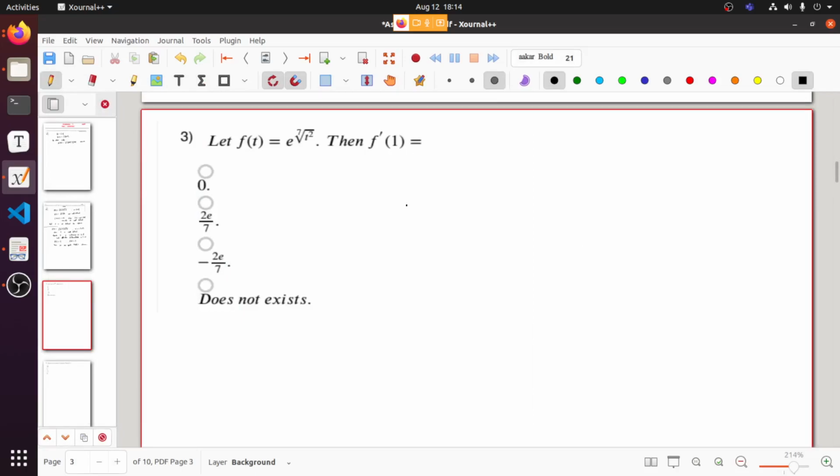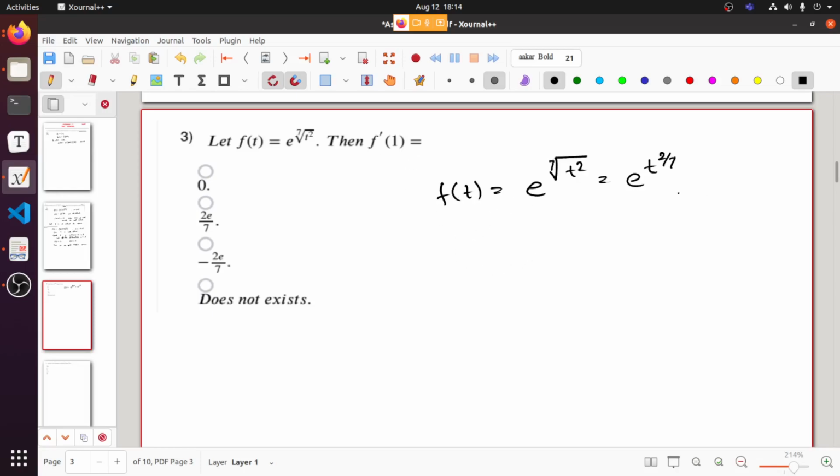f of t is given by e to the power 7th root of t squared. So this you can write as e to the power t to the power 2 by 7, right? Then you have to find f dash at the point 1. What will be the value? F dash at the point 1.